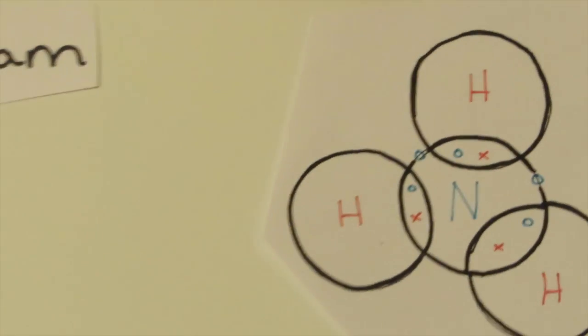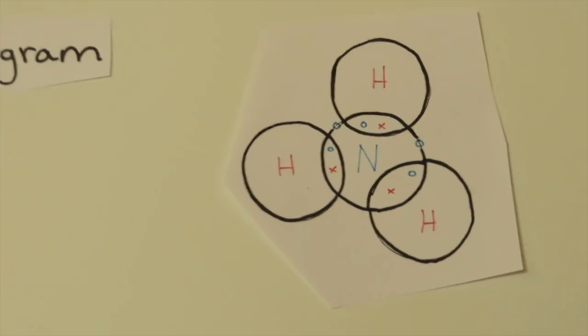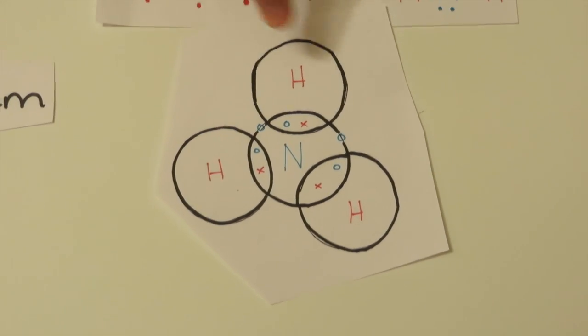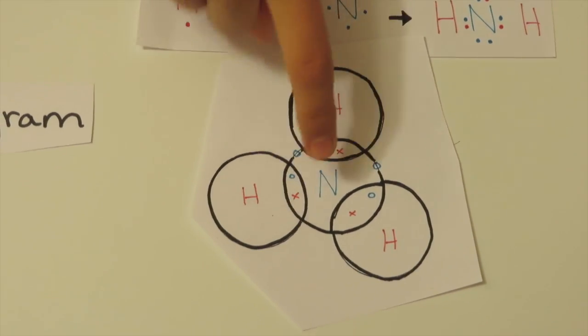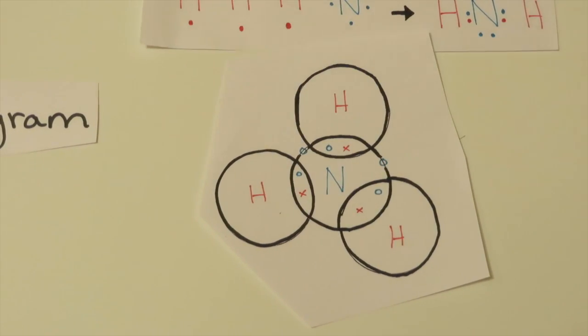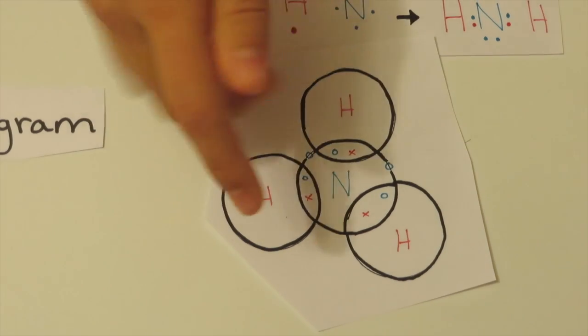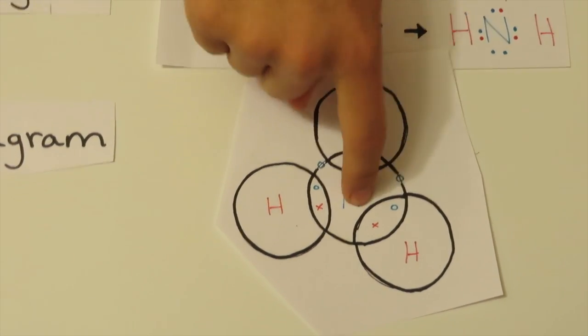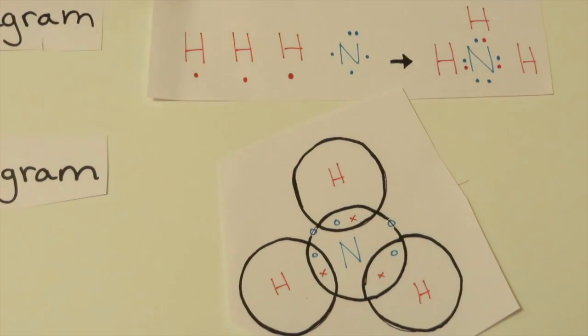You can see that again in the dot and cross diagram. The nitrogen has 5 electrons, but when combined, 8. And each hydrogen, when combined with the nitrogen, has 2. The other hydrogen 2, and the third hydrogen 2, which makes it happy.